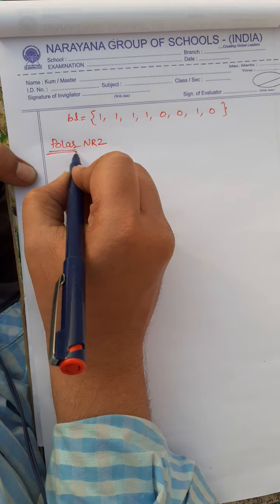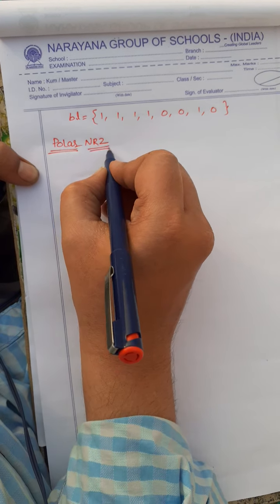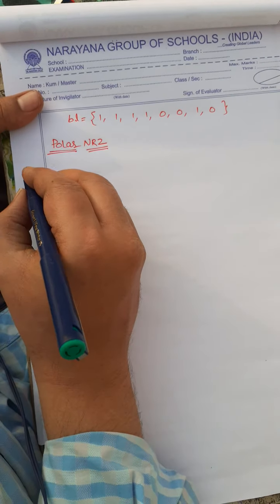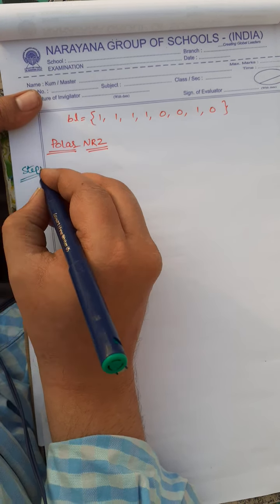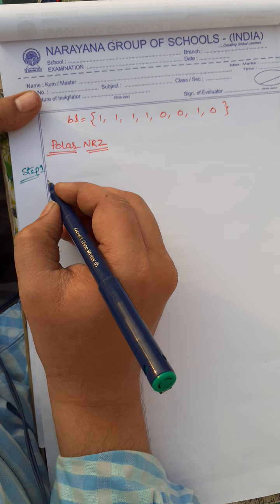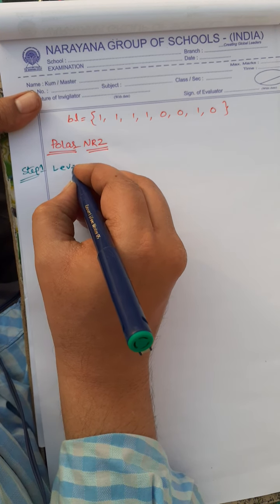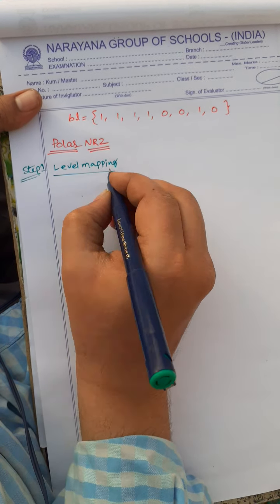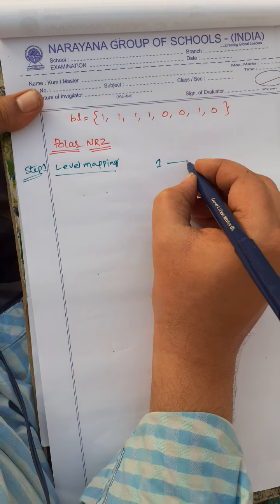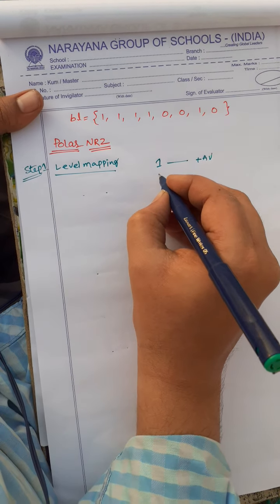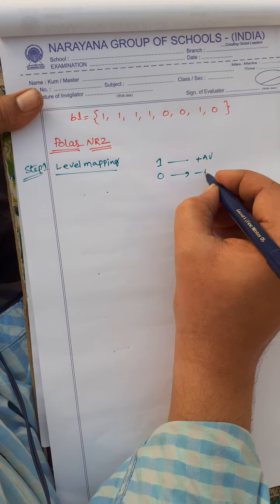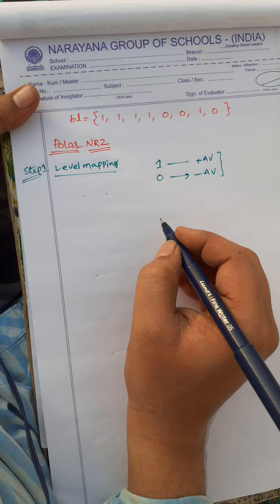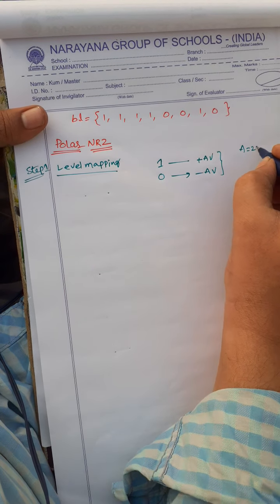The pulse shaping technique is polar, available pulse is NRZ. Okay. Now, what is the first step? Level mapping step. What is the level mapping in polar? Bit 1 will be represented with plus A volts, bit 0 will be represented with minus A volts. In polar we are finding two voltage levels, that is plus A, minus A. We know that A is equal to 2 volts.